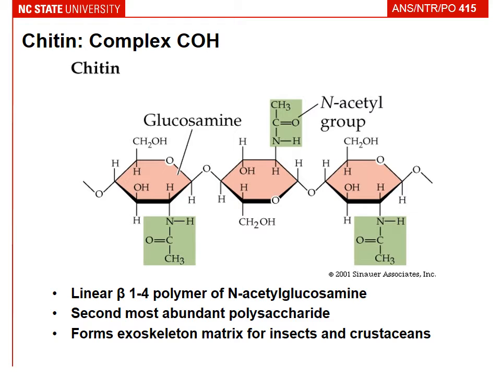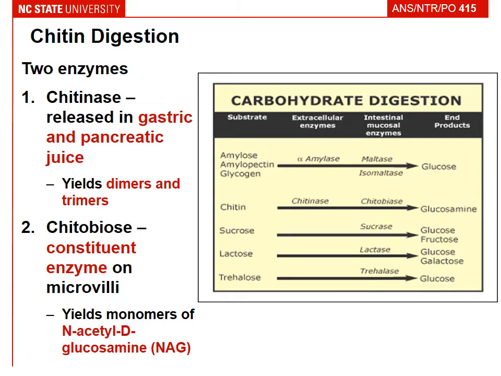A lot of animals, especially our obligate insectivores, need to be able to break down this chitin. One, there's a lot of energy potential there. And two, we need to be able to break that so we can get to the nutrients inside. So a lot of animals, especially our obligate insectivores, have these enzymes that are necessary to digest chitin. So it requires two enzymes.